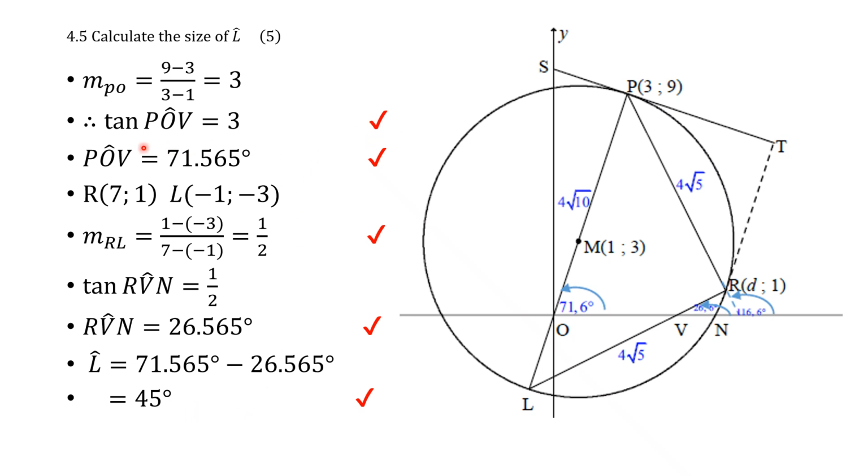So 1 mark for using the angle of inclination, tan θ equals 3, getting the gradient of RL, using it to get the angle, and then getting the correct answer. Alright, now let's look at the last problem.